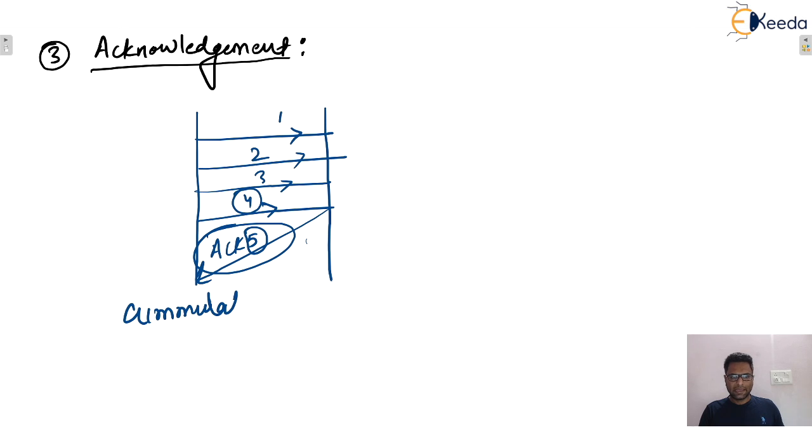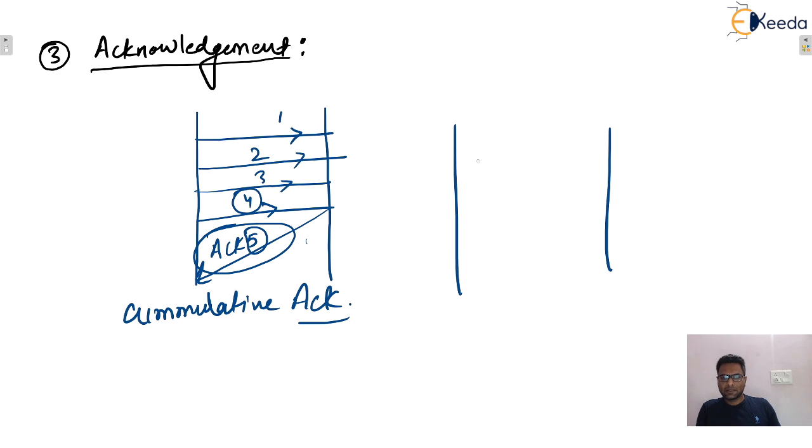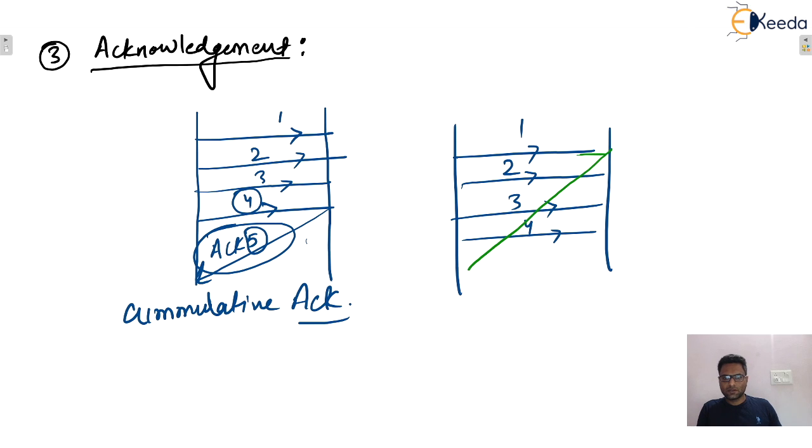Cumulative acknowledgement means for a set of packets, there will be a common acknowledgement. So for all these 4 packets, there is a common acknowledgement. That is known as cumulative acknowledgement. And the second one is the independent acknowledgements, for first, second, third, fourth.